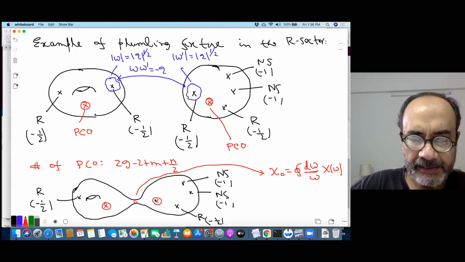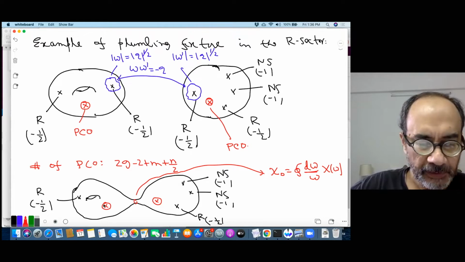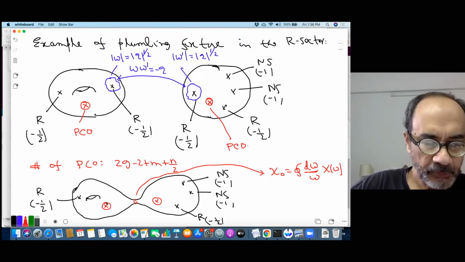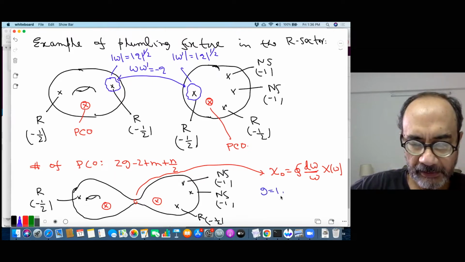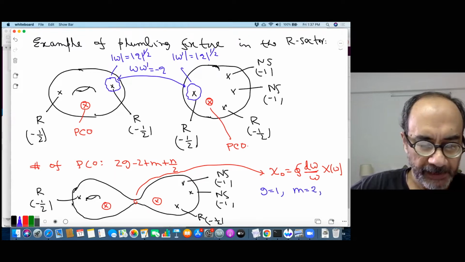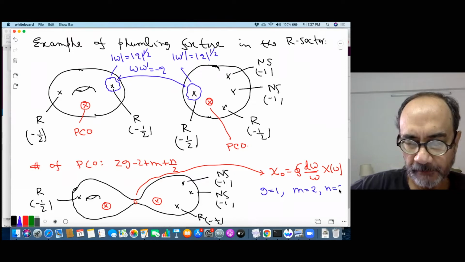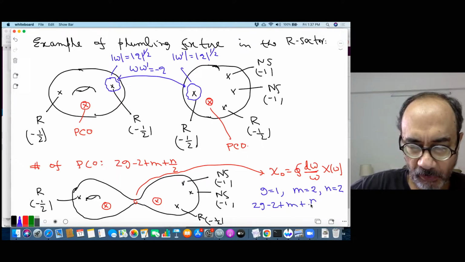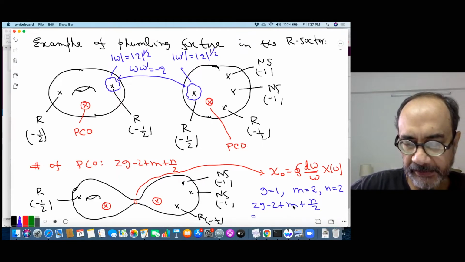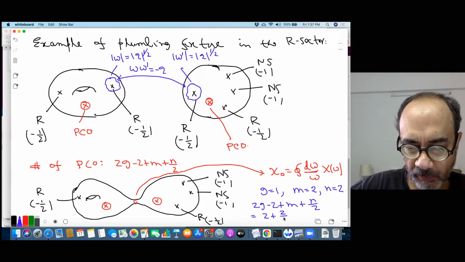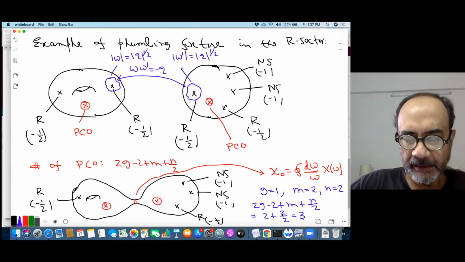Now let's see that the PCO counting works correctly. This new surface has genus 1, so G equal to 1. How many NS punctures? There are 2 NS punctures, so M equal to 2. And we have 2 Ramond punctures, because 1 here and 1 here, so N equal to 2. So we need 2G minus 2 plus M plus N by 2. That's 2 plus 1, 2 plus 2 by 2. That's 3. So you see that on this surface, you need 3 PCOs.